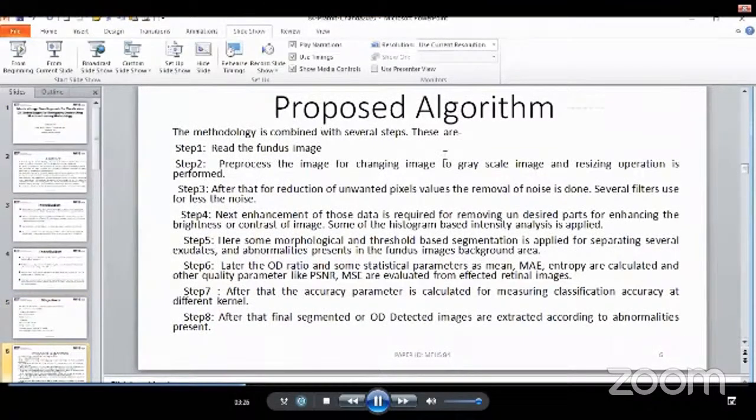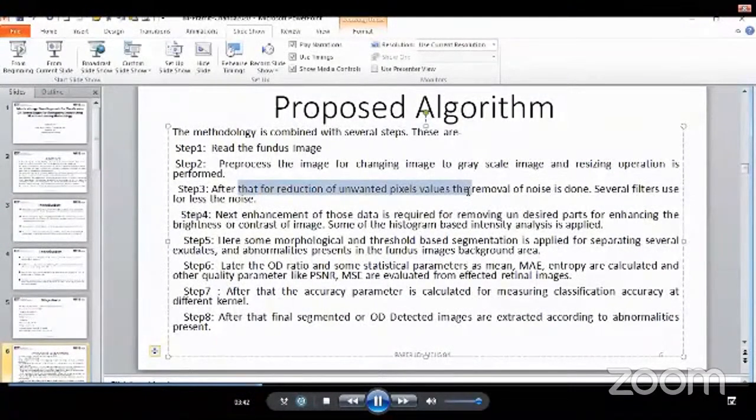These are the proposed algorithms, which consist of several stages. First is reading the original input color image, then pre-processing it by changing the image to a grayscale image and performing a resizing operation. Then reduction of unwanted pixels or noise is very important, because unwanted information may hamper the proper result. So several filtering approaches are used for reducing the noise, like Gaussian and median filtering.